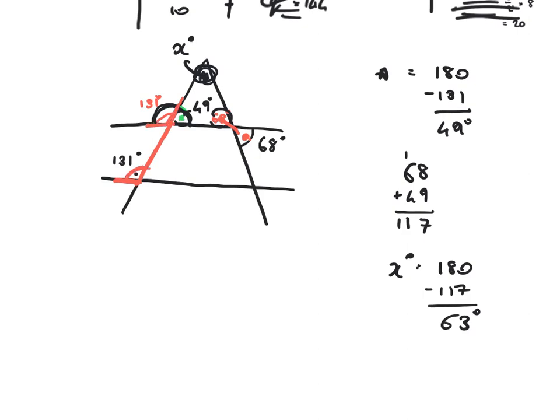So if that's 131, so is this one. I then found this angle in here, since that straight angle is 180. As soon as I've got both of these angles here, I can then add them together to get a total and take that total from 180, which will give me the final answer, 63 degrees.